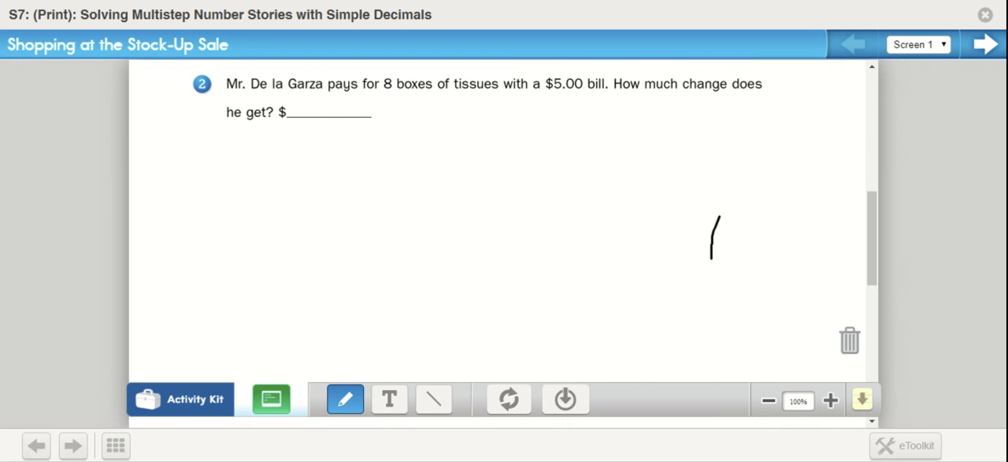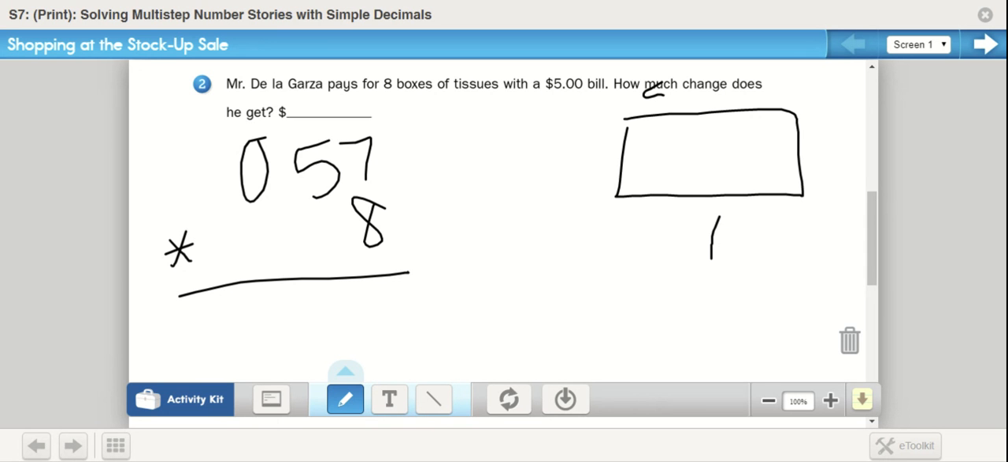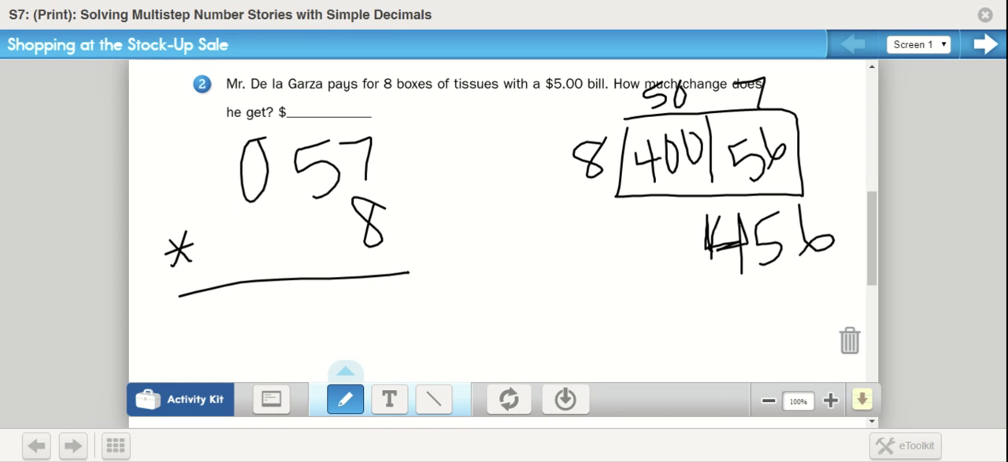And we are going to say 57 times 8. Again, I'm going to do the box method as well. 57 times 8. Okay. So 8 times 50 would be 400. 8 times 7 would be 56. So my answer is 456 cents or $4.56. Really hard to get 56 cents.